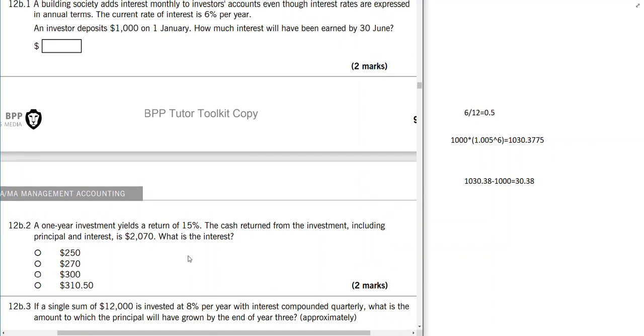A 1-year investment yields a return of 15%. The cash return from the investment, including principal and interest, is 2,070. What is the interest? So this is the amount that we received, the future amount. What we can do is discount this to find the original amount, and then the difference would be the interest that has been earned.